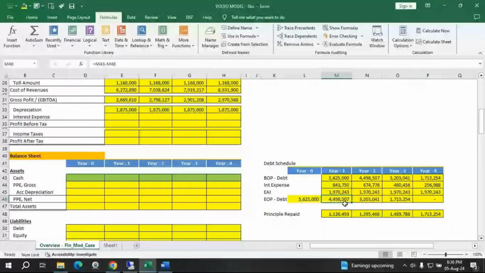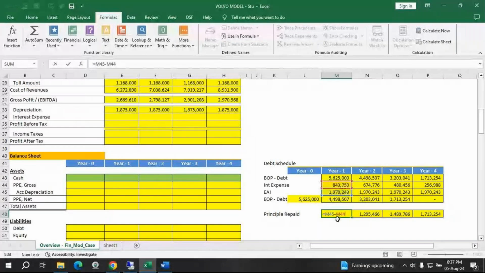Now I have to first calculate the principal repaid. Out of the loan amount, I have paid EAI of 19 lakh 70,000 rupees. In that, the interest is 8 lakh 43,750 only. The remaining amount will be my principal repaid, that is 11 lakh 26,493. I have paid it back. At the end of the period, I wanted to check the beginning loan amount minus principal repaid. This remaining amount will be my EOP, which will again become the beginning loan amount.